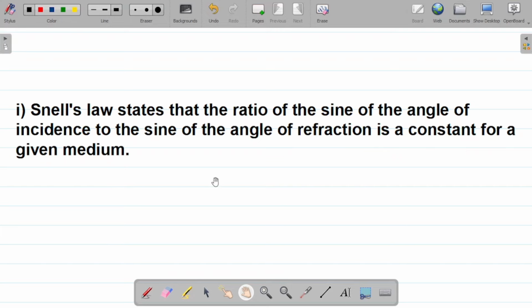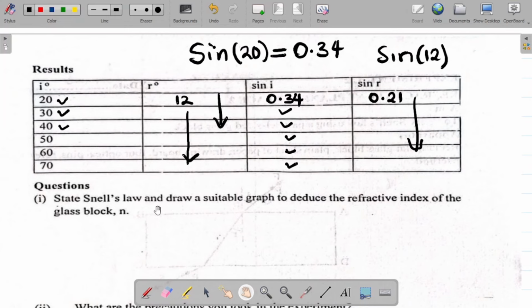The next one says you plot a graph. Let's go back to the question again. It says, and draw a suitable graph to deduce the refractive index of the glass block.